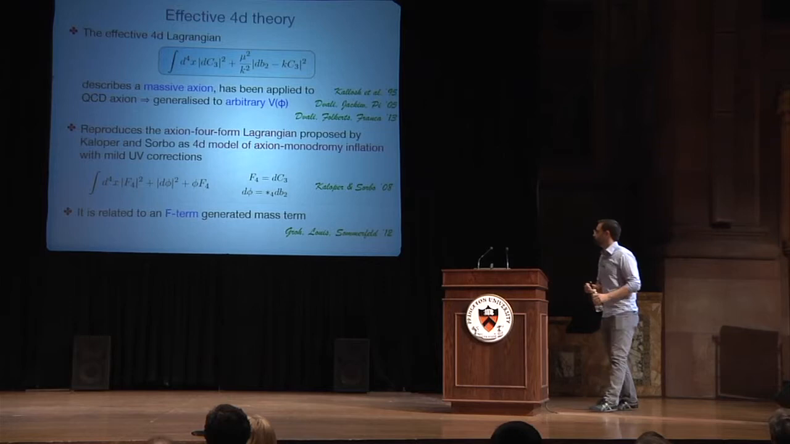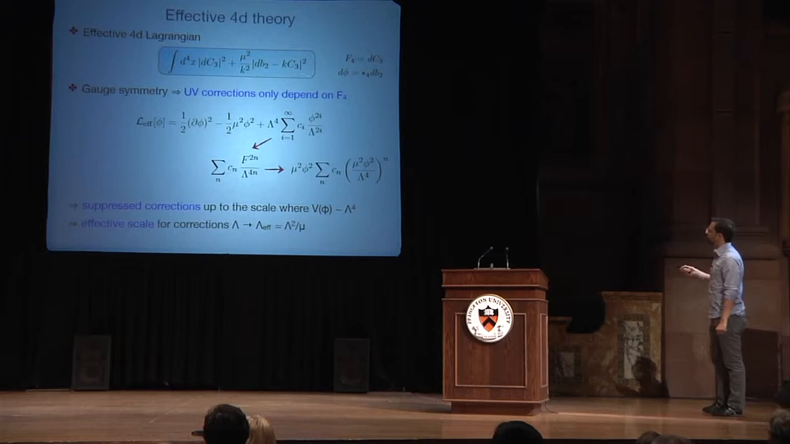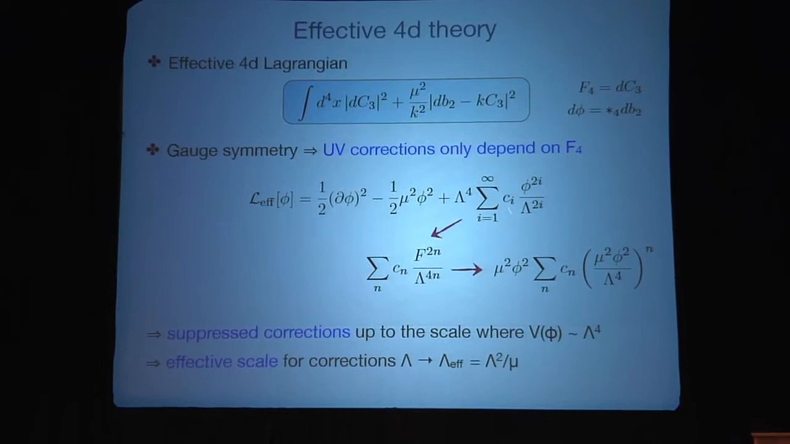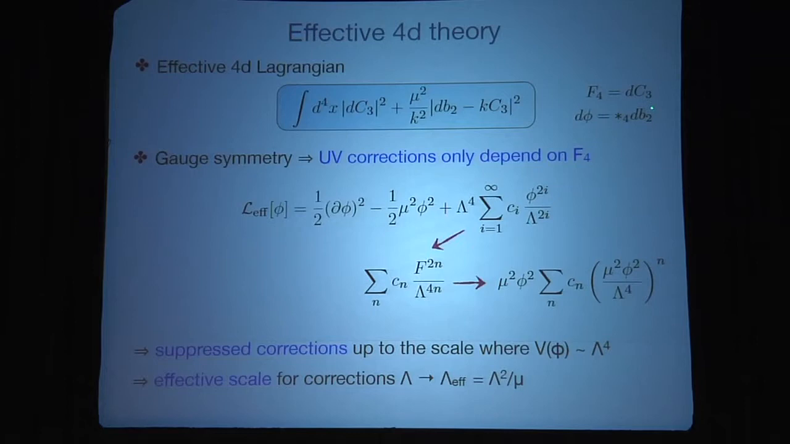Okay. So now using this Lagrangian and the gauge symmetry that I was telling you before, you can see that all the corrections that you can think of necessarily need to be not of this form, not the general polynomial divided by a UV cutoff scale, but they need to be proportional to F squared, where F is this four-form in here.